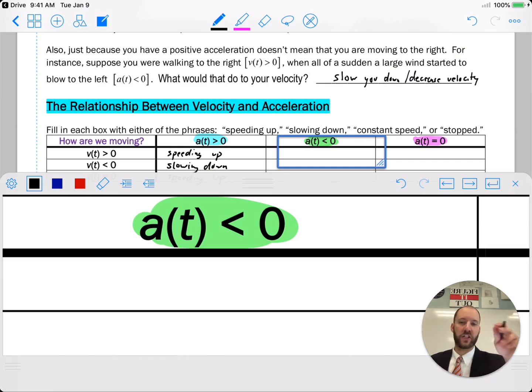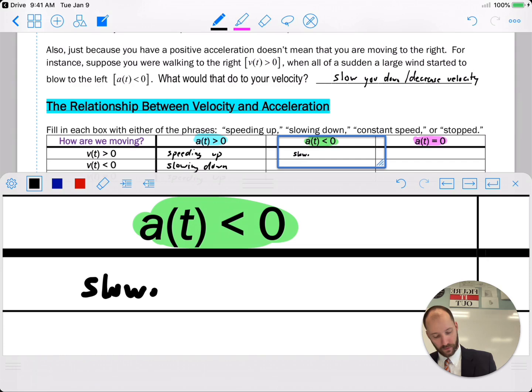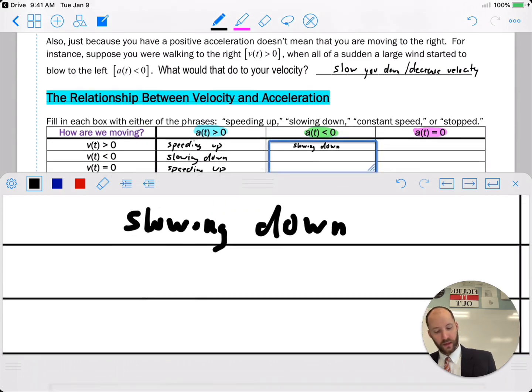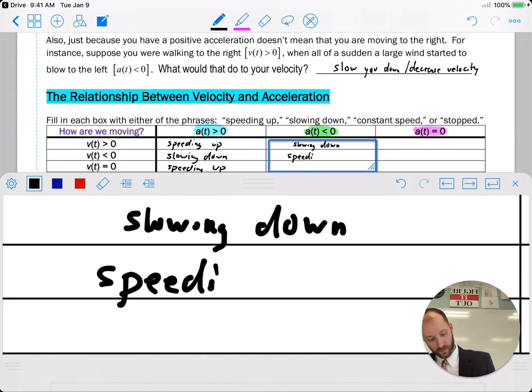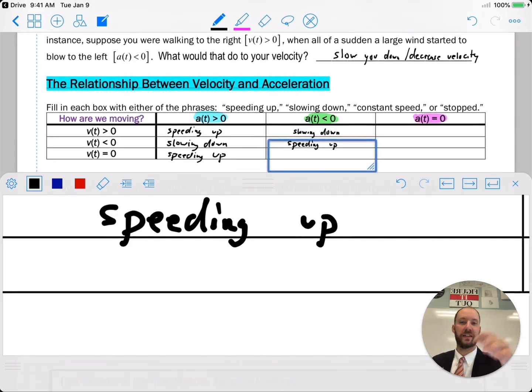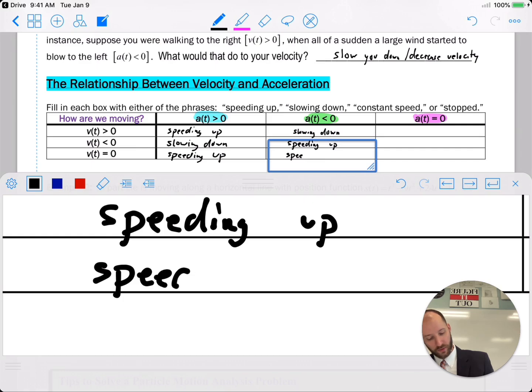Alright, so now acceleration negative, velocity positive. Those are opposite forces. So you're slowing down. Acceleration negative, velocity negative. Those are the same direction. You're speeding up. And the last case, velocity 0, so you're not moving, but then something comes to push you. You're going to be speeding up also.